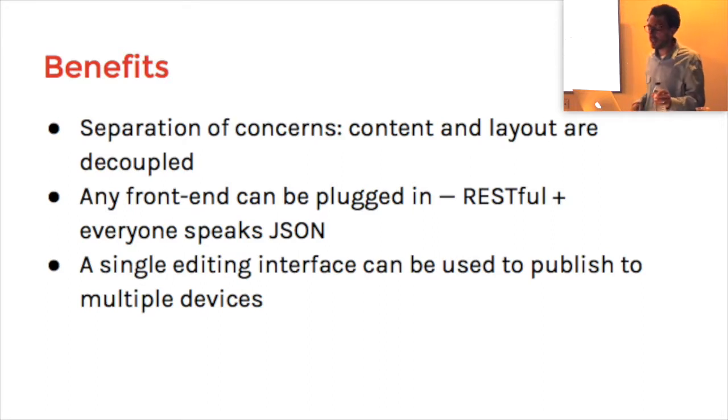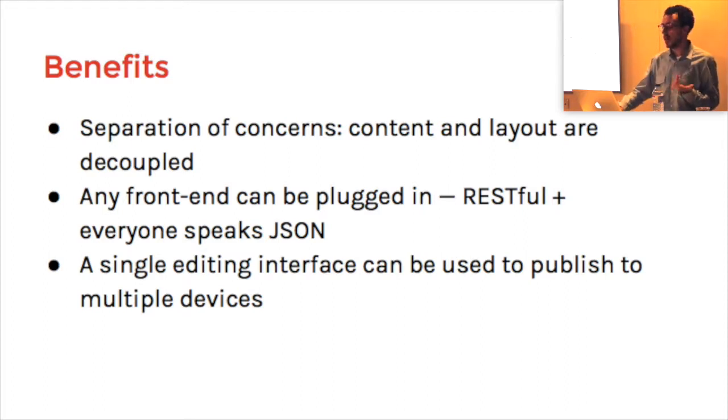The first one being separation of concerns. By doing this, we can separate the content from layout, which makes sense from an engineering point of view. And this means that, as I said before, any front-end system can be plugged in. Because we've implemented it as a RESTful API, any system that can issue an HTTP request can interact with our system. And because it uses a universal language like JSON, everyone can take part. The final benefit from this list, which is a very important one, is that we can now have a single publishing interface that can be used to publish content to multiple mediums, devices, and platforms.